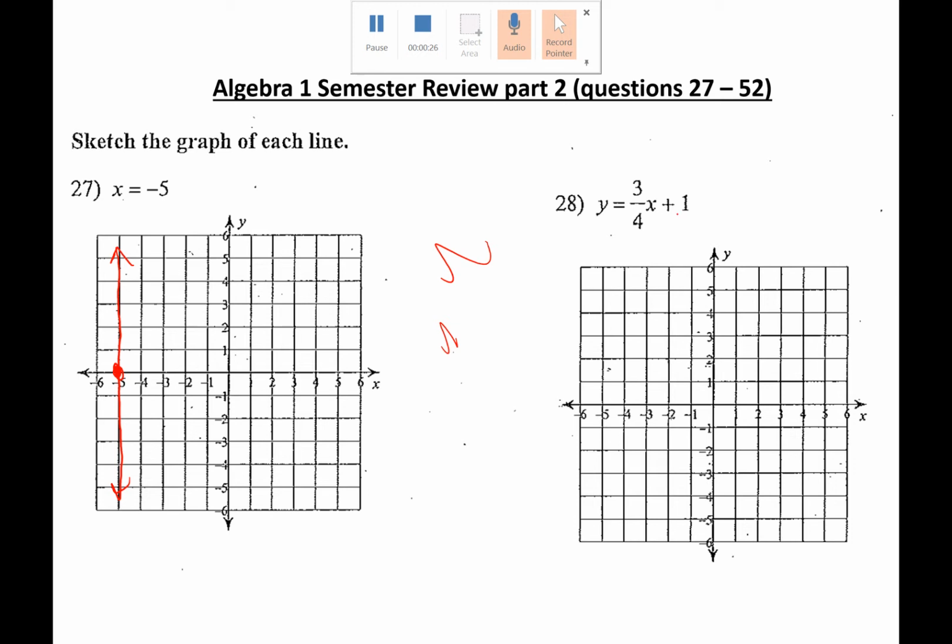For 28, we're going to start with the y-intercept, which is positive 1. And then we're going to show rise over run, which is up 3, 1, 2, 3, and over 4, 1, 2, 3, 4. You can do the same thing by going down and starting back from your y-intercept. So that means we're going to go down 3, and then to the left 4. So that way, you've got a straight line passing through the point 1 on the y-intercept, and you have your rise over run of 3 over 4.